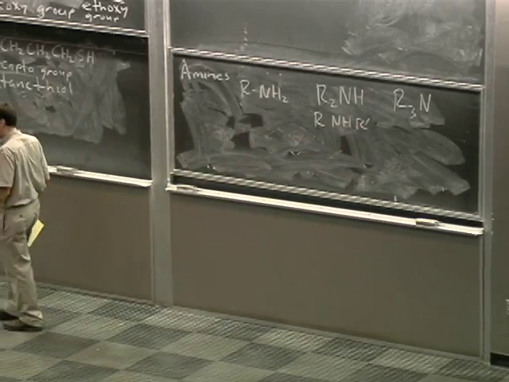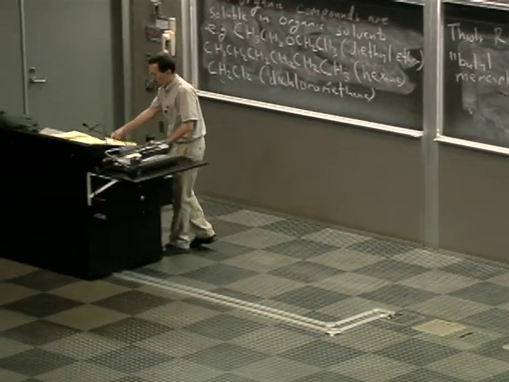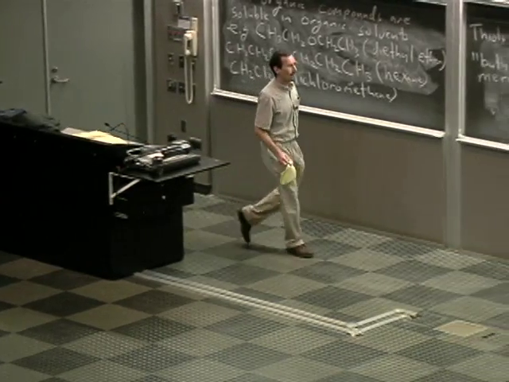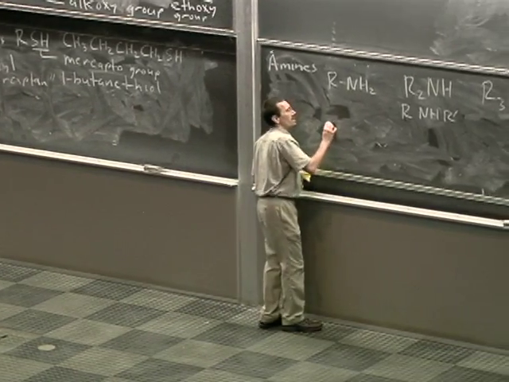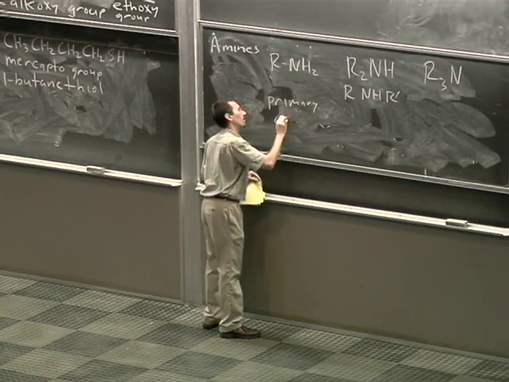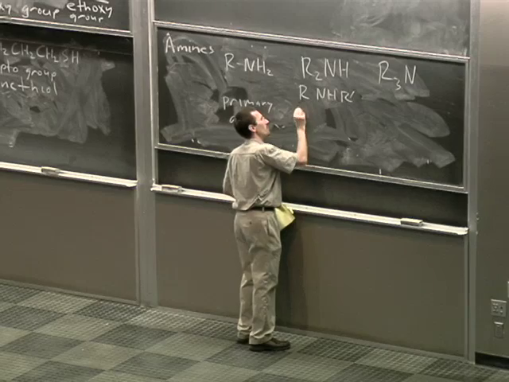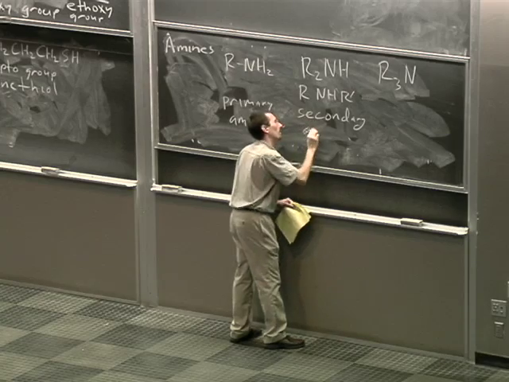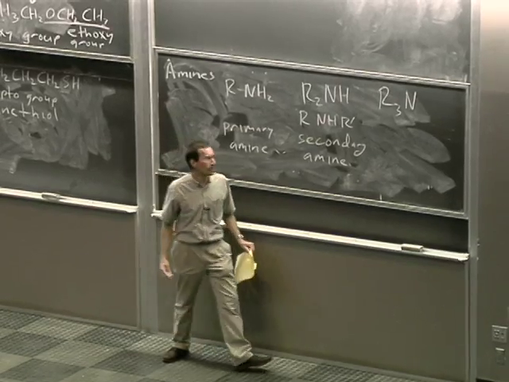I'm not going to write them out. Just like we make distinctions among alcohols and ethers, and they have some different properties, we make distinctions among amines. We call an amine with one R group a primary amine. An amine with two R groups a secondary amine. And an amine with three R groups, the tertiary amine.